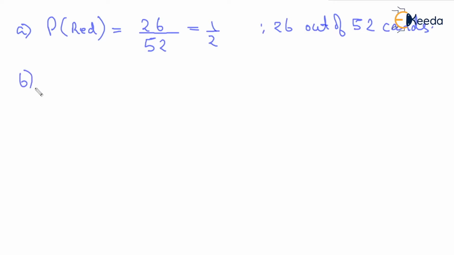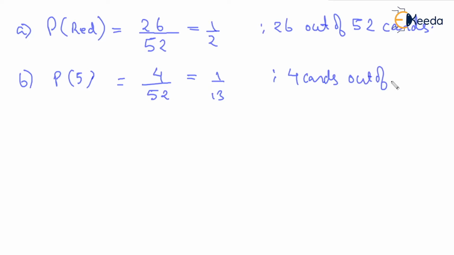Second one is getting a 5. So there are 4 5s, that is from each suit we can get 1 5. So we have 4 such 5 cards out of 52 cards. So this is 1 by 13. 4 cards out of 52.